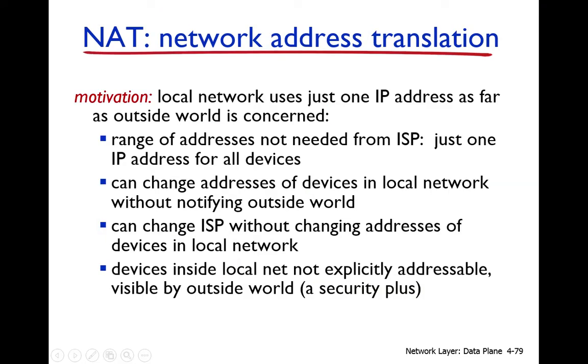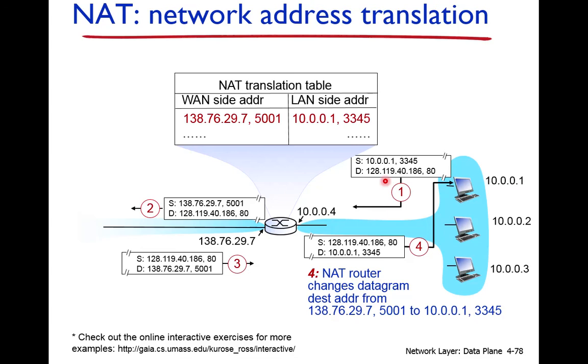Another advantage is that we can change the addresses of devices in the local network without notifying the outside world. Let me explain. If we want to change the addresses of these machines, for example from 10.0.0.1 to 20.0.0.1, 20.0.0.2, 20.0.0.3 and so on, we don't need to announce to the outside world that we have changed these IP addresses, because their scope is within this network. If we change them, it will not affect the outside world.